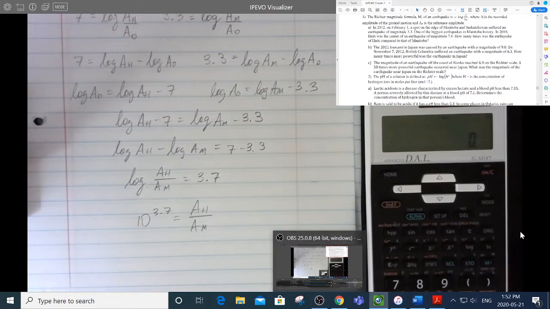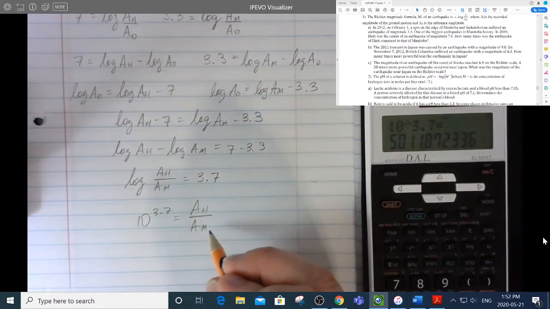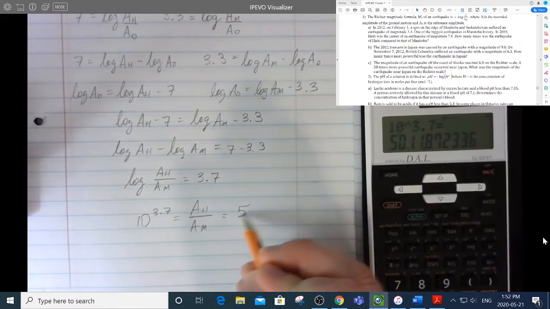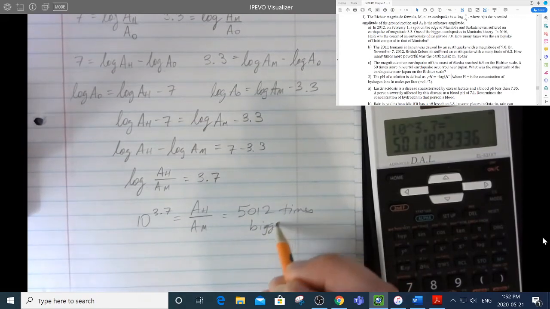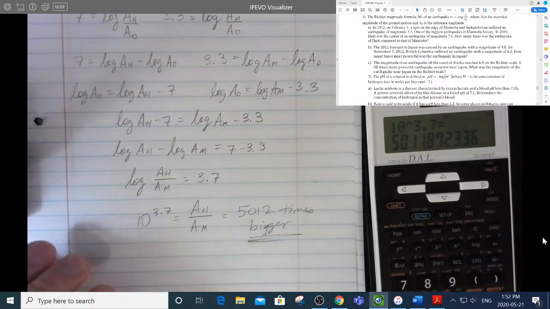So now I'm going to punch buttons here, and I'm going to say 10. And remember, your power button is right here, to the power of 3.7. And there we go. That's how you get the answer in the back. So therefore, this ratio is equal to, and you might as well round it to a whole number, 5,012 times bigger. Or 5,012 times more powerful, if you'd rather say it that way. So that's how I'd solve 1A.